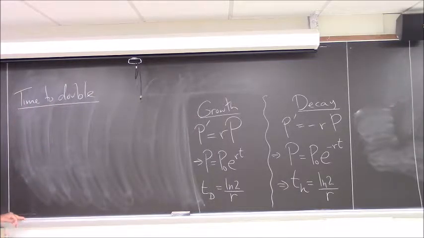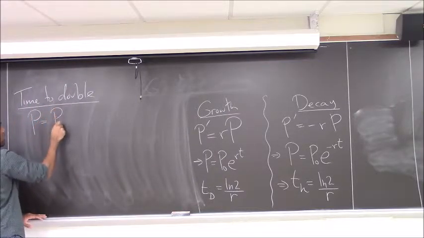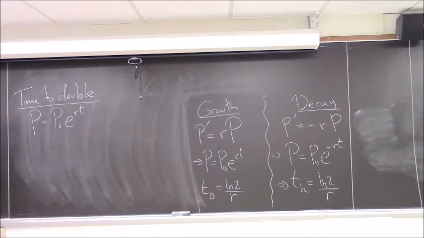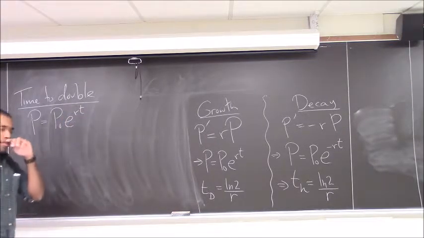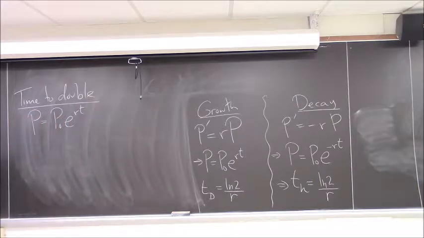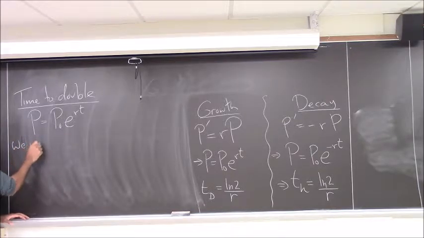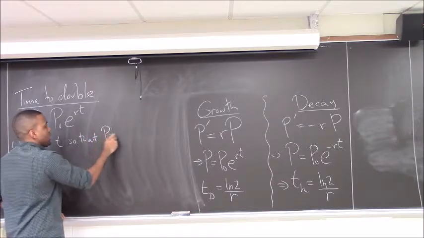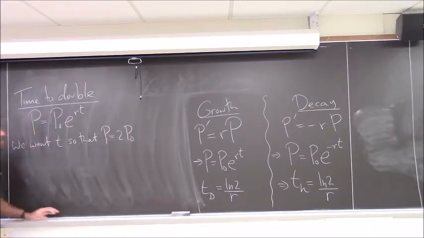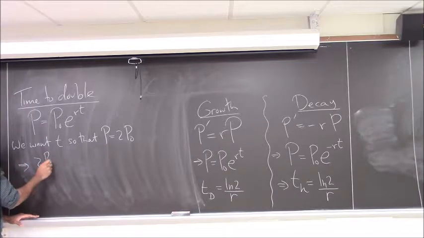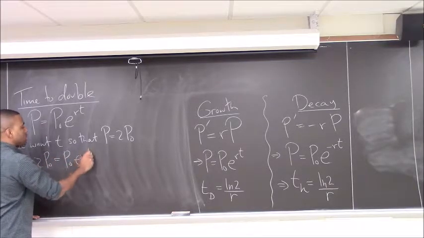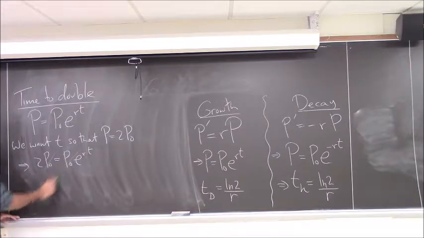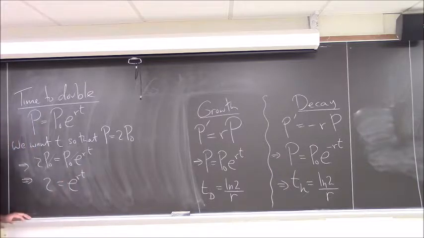How about time to double? Let's say we have P = P₀e^(rt). How can you figure out the time to double? This is very instructive for other kinds of problems as well. We want t so that the current amount is double what you started with. So this means you have 2P₀ = P₀e^(rt). You can divide both sides by P₀, so you get 2 = e^(rt).